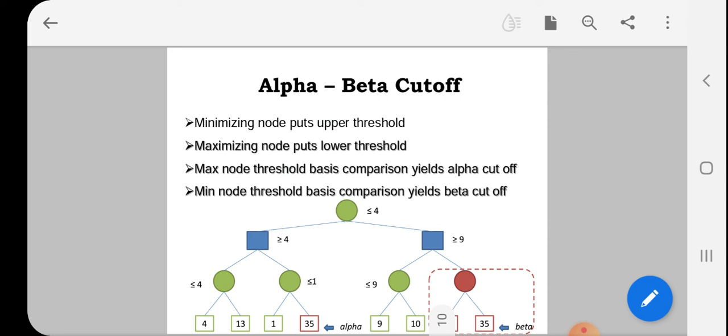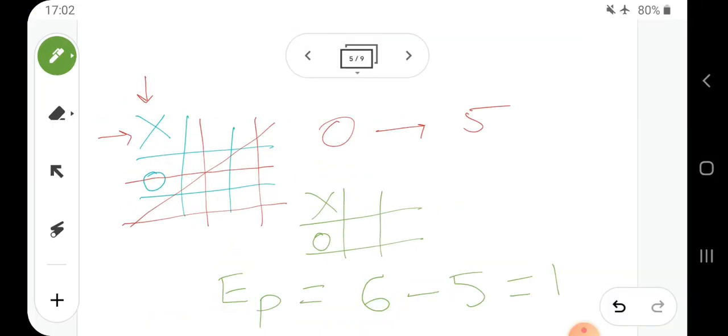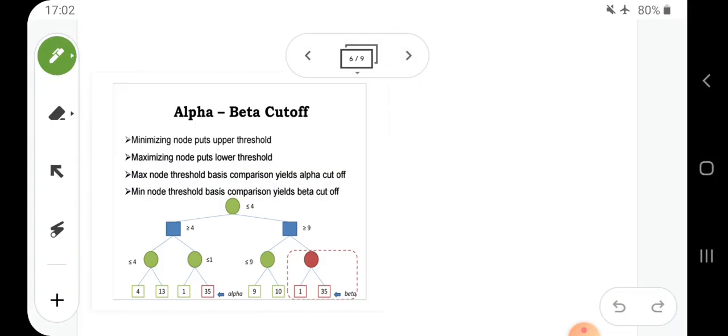So when the maximizing node puts the lower threshold, if on the basis of that we omit the evaluation of some nodes, that omission is called alpha cutoff. Similarly, with respect to the minimizing node, if we omit some of the node evaluation, that is called beta cutoff. So let us try to have a better understanding of this alpha cutoff and beta cutoff using slides.